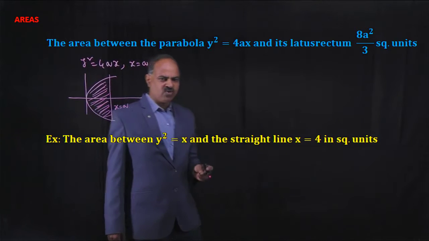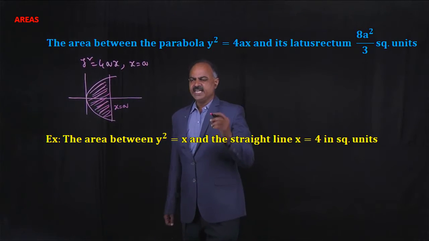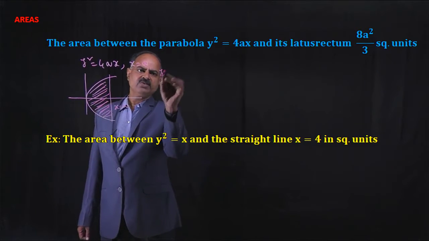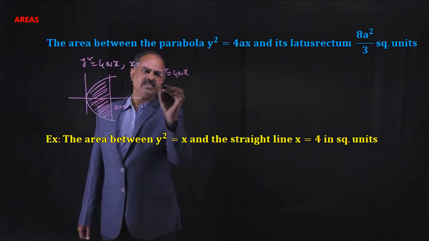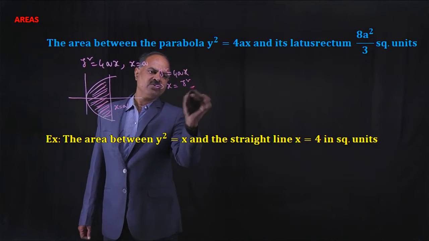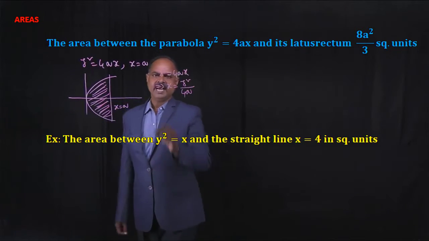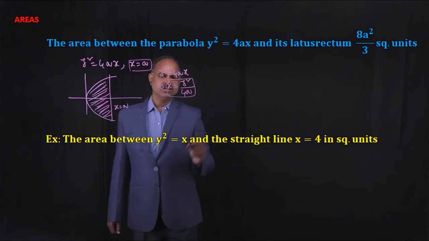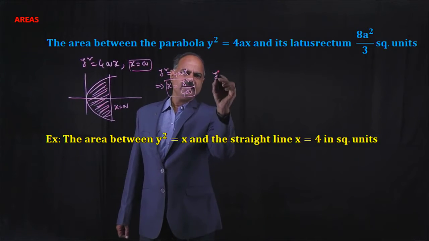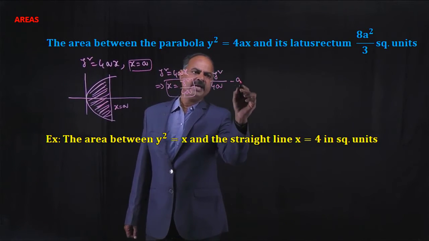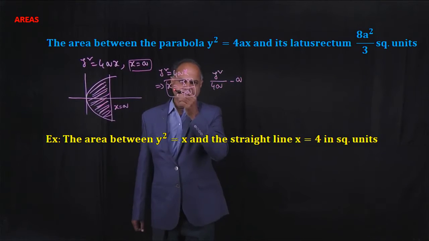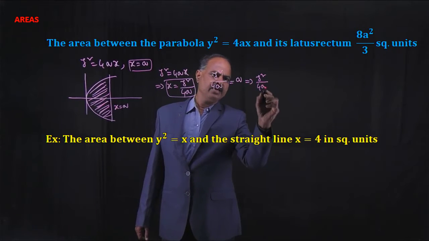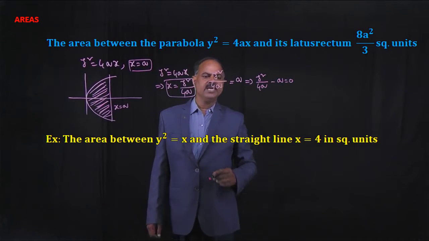By the shortcut formula, first equate linear terms. Here y square equal to 4ax, so x equal to y square by 4a, and x equal to a. Equating linear terms, we get y square by 4a minus a equal to 0.